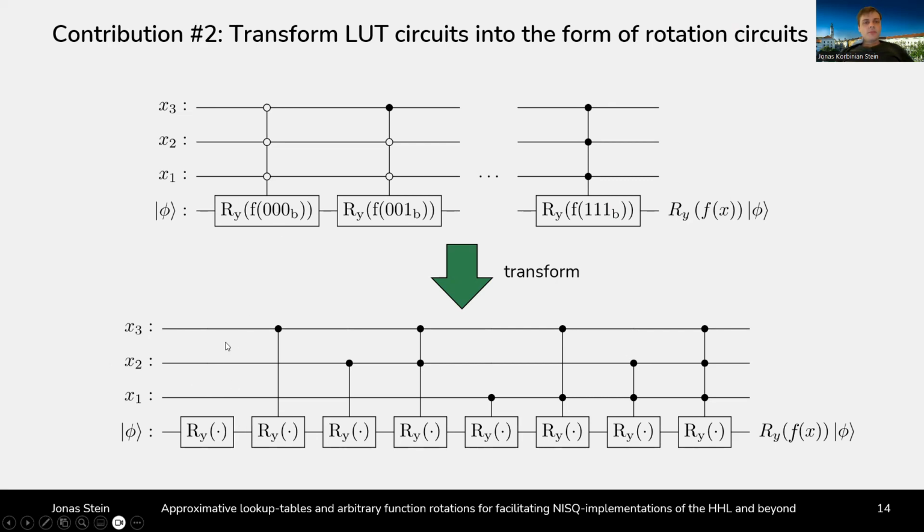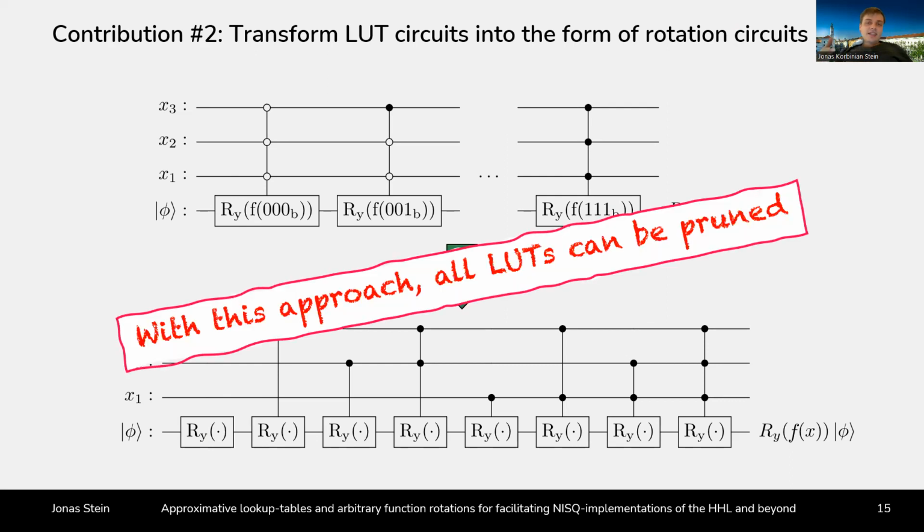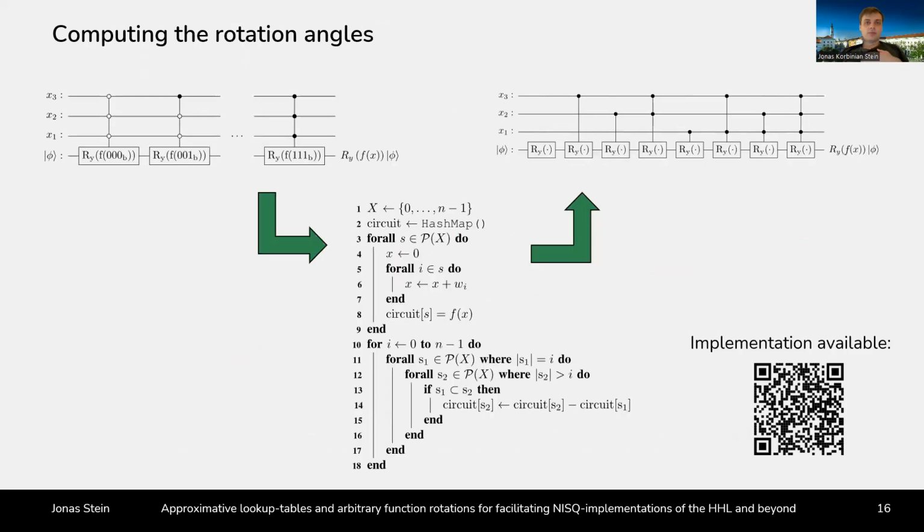So now, if we already have the value right for the 0, 0, 0 state, so for the 1, 1, 1, 0, 0 state, now I have to see, okay, what do I have to correct about the one that I already have before that? And this is how you basically go through all of the different combinations. It is still exponential, of course, but with this approach, yeah, we can get those LUTs in the form of rotation circuits, which then, in fact, can be pruned.